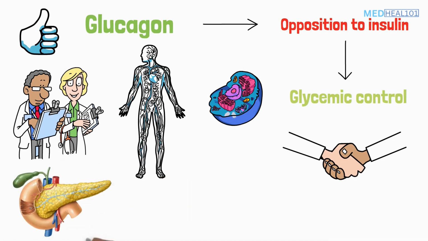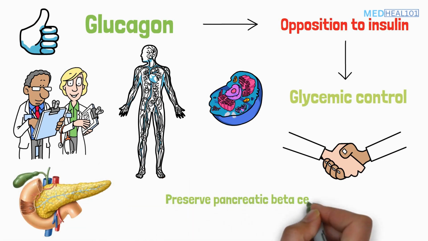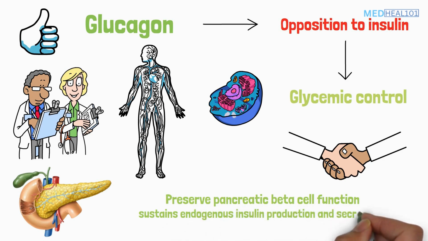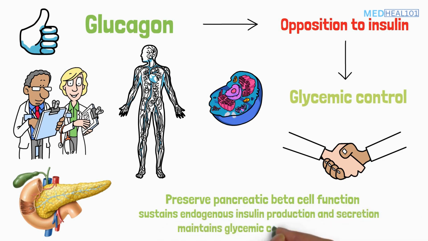Furthermore, Ozempic has demonstrated the ability to preserve pancreatic beta cell function, a vital aspect of long-term diabetes management. By preserving the function of these insulin-producing cells, Ozempic helps to sustain endogenous insulin production and secretion, thereby maintaining glycemic control over time.